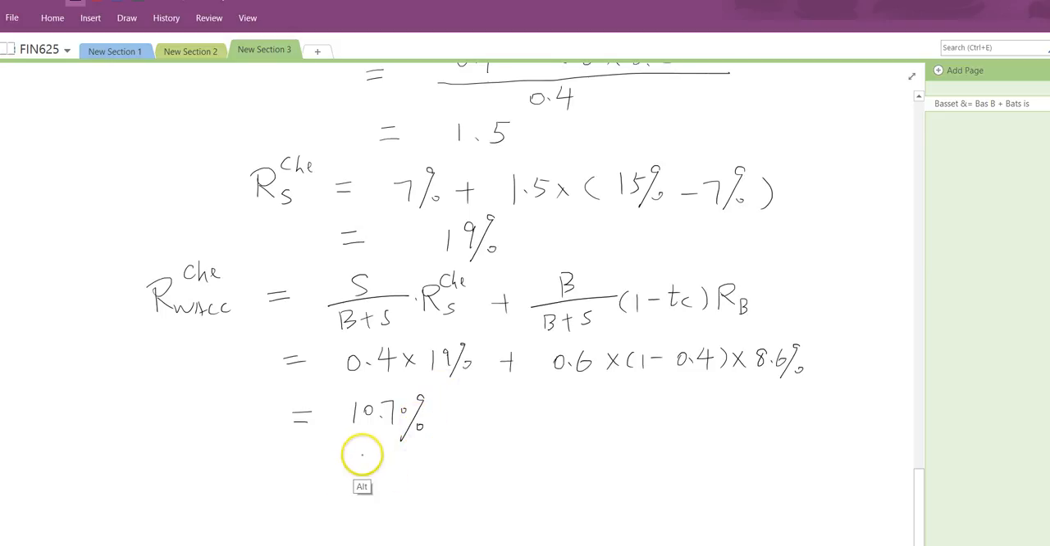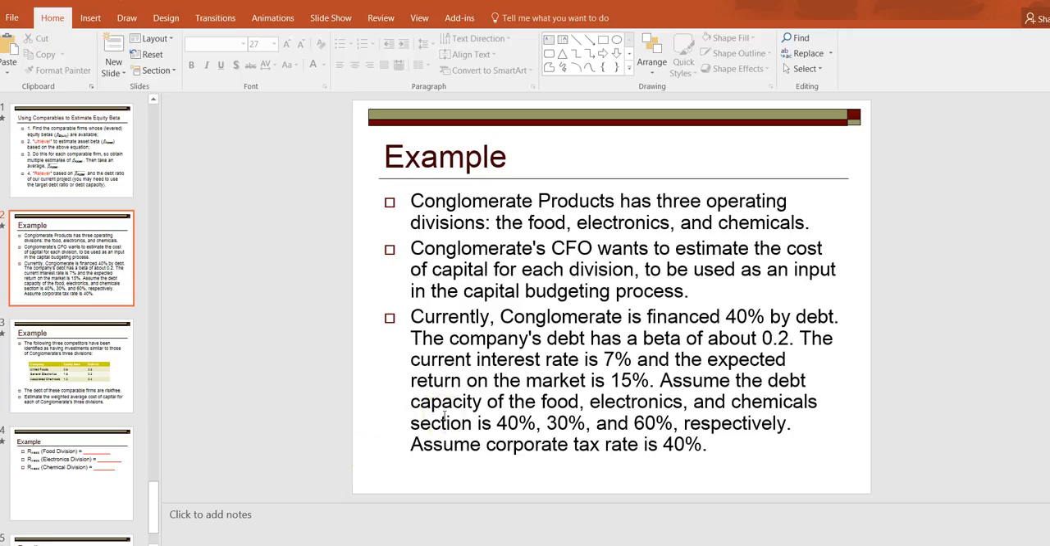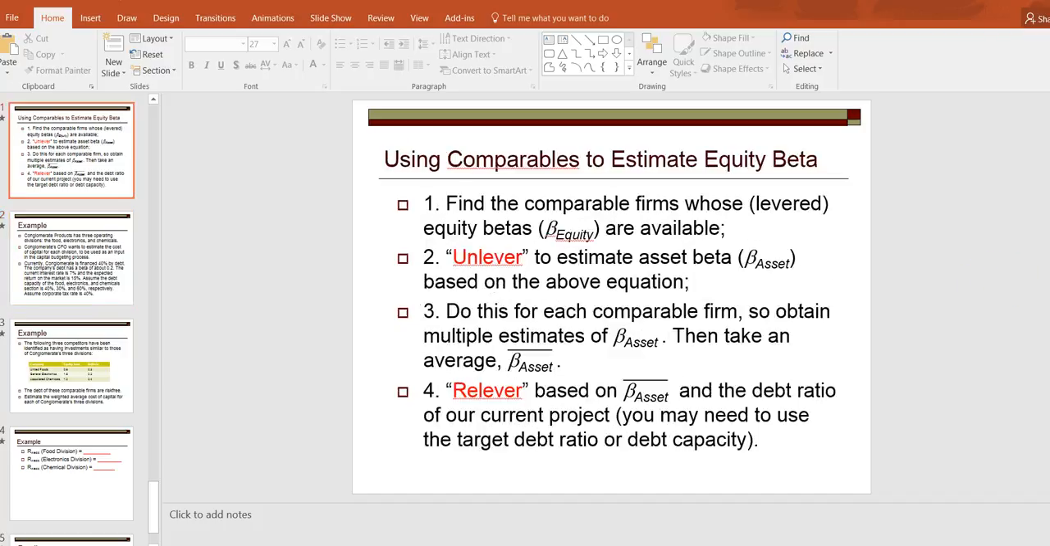So I hope that by using this example, you will have a clearer idea about how to use comparable firms to estimate the equity beta for our own division or our own project. And we basically follow the four steps. And you need that skill in order to solve the case. So I hope this video will be helpful in that regard as well.